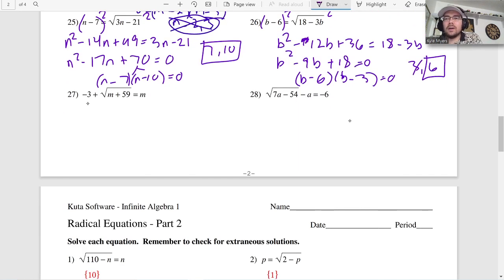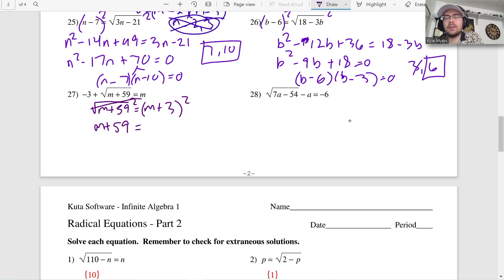So we want to add 3 to both sides first, right? So m plus 3. And I paused for a second there because I was wondering if I could just stop right off the bat and say there's no answer. I don't know necessarily if I know that right now.